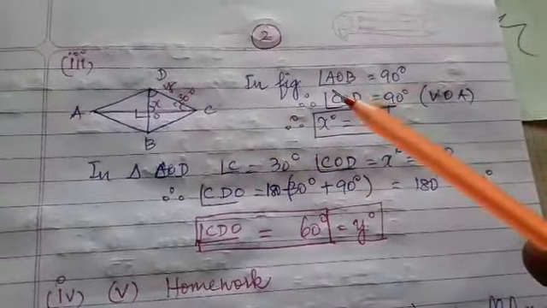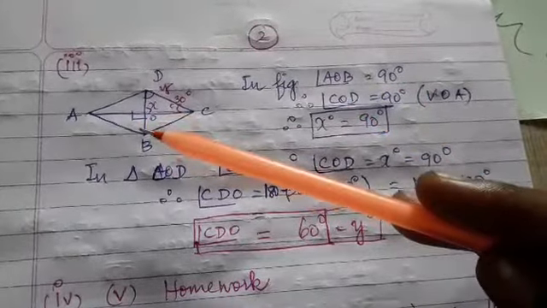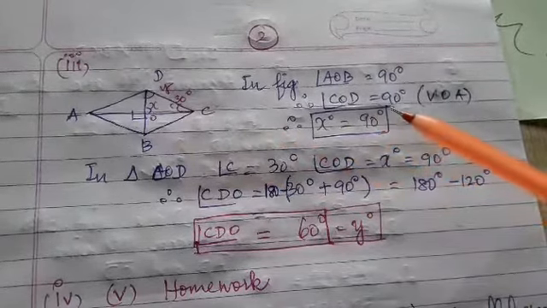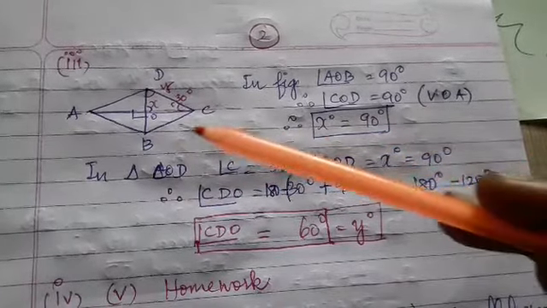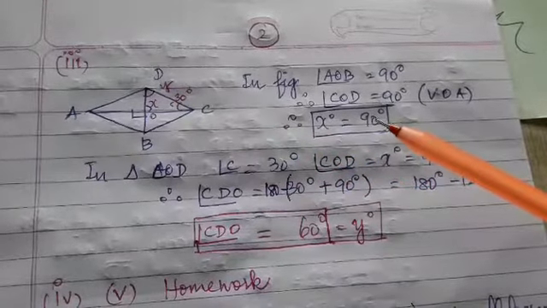So in the figure, AOB equals 90 degrees. In the figure I have named it AOB, 90 degrees. And COD is a vertically opposite angle, so that is also 90 degrees. This is 90, which means X also will be 90. So X equals 90 degrees.